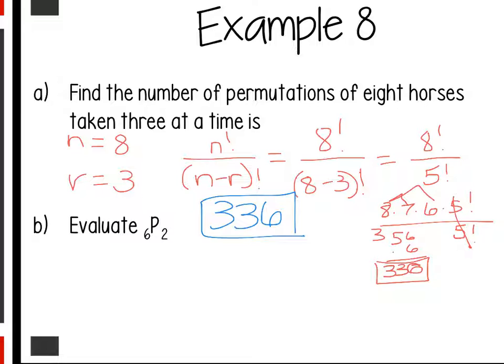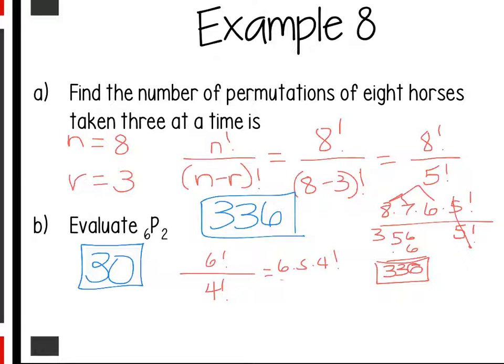And then a really obvious one: evaluate 6P2. Find on your calculator if you have a probability button, or some of you have it above a button that says nPr. That's where you would use it. On most of them you type the n first, then hit the nPr button, and then the r. So it would be 6, nPr, 2, and you get 30. So 6 factorial over 6 minus 2 factorial, which is 4 factorial, equals 6 times 5 times 4 factorial over 4 factorial. 6 times 5 is 30.